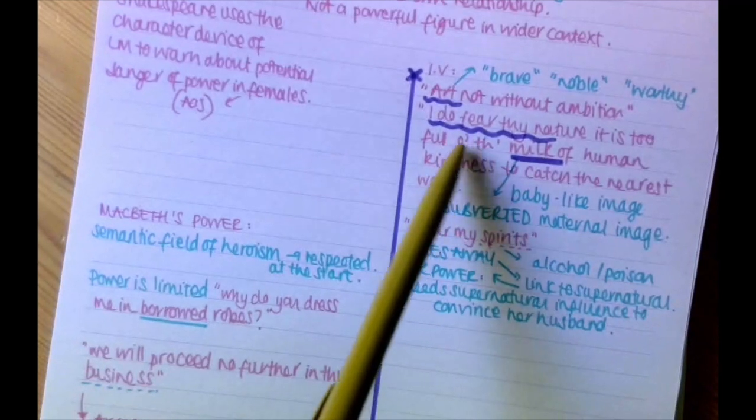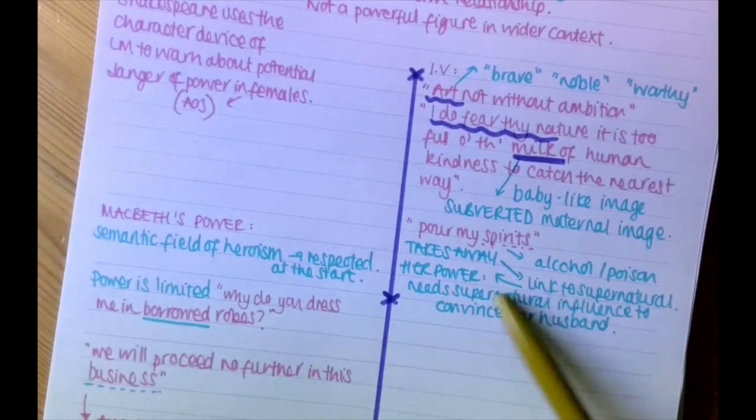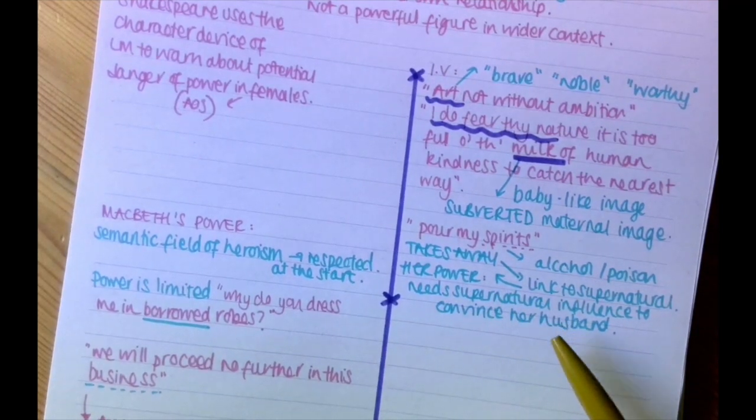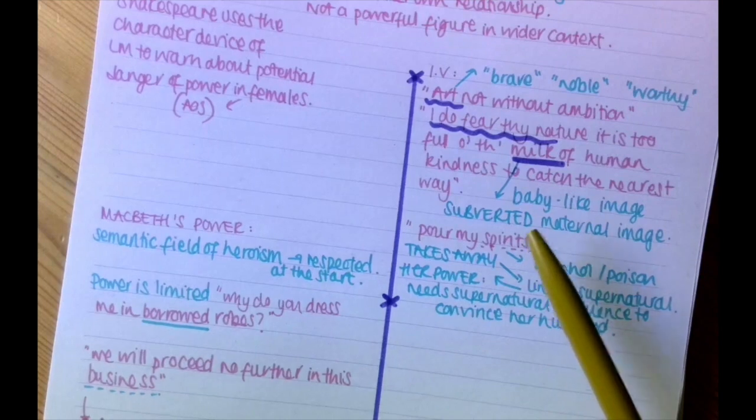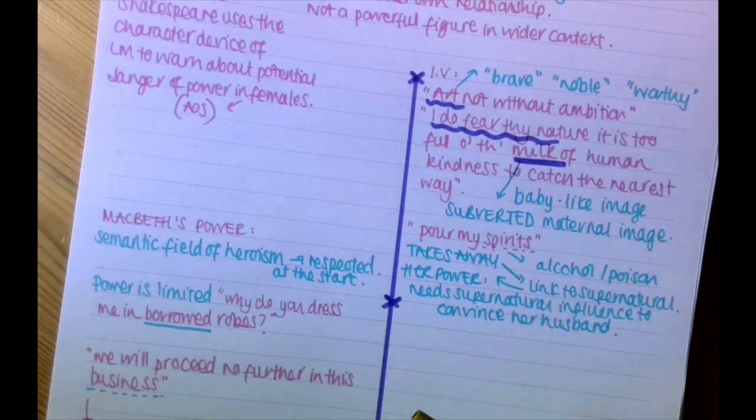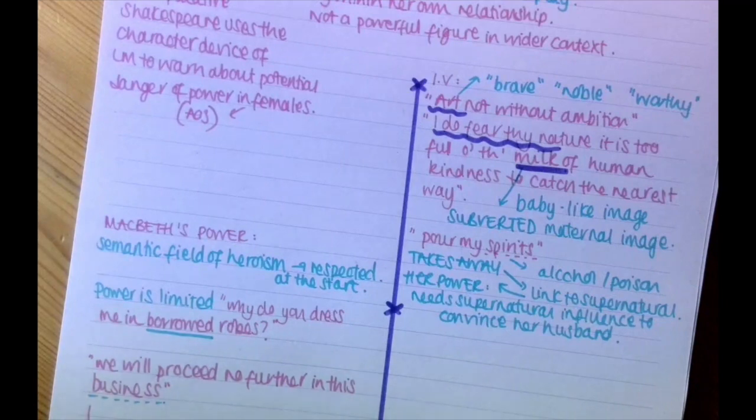She's able to verbalise her fears, that she's not got the power. You might link in here that she attempts to be manipulative, that she wants to pour spirits which could distort her husband, but actually she does almost seem to be presented as conjuring the supernatural to her. She does make several references to that as well. She says, "Come you spirits who tend on mortal thoughts, unsex me here," a little bit later as well.